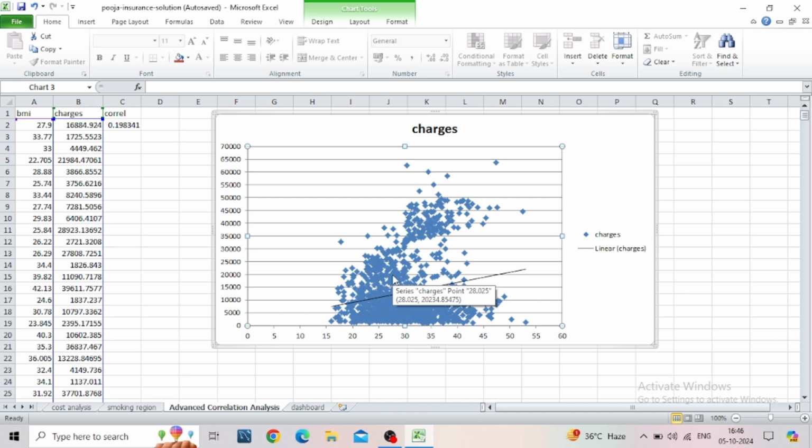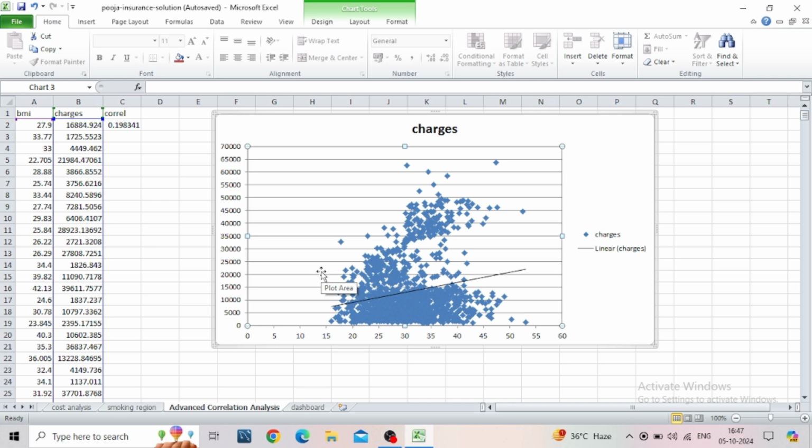After examining this scatter plot, it was clear that there wasn't a strong relationship between BMI and medical charges. The points were scattered without forming any visible trend, indicating that BMI doesn't directly influence the medical cost significantly.